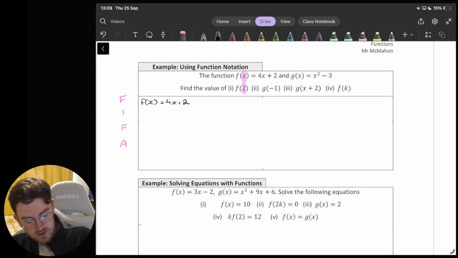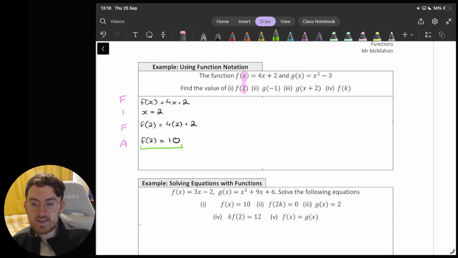So I might fill in my function. I might make a note for myself that they've told me x is equal to 2. That's all that they've told me. So I'm looking with f of 2 is 4 times 2 plus 2, and that's going to give me an answer of f of 2 equals 10.